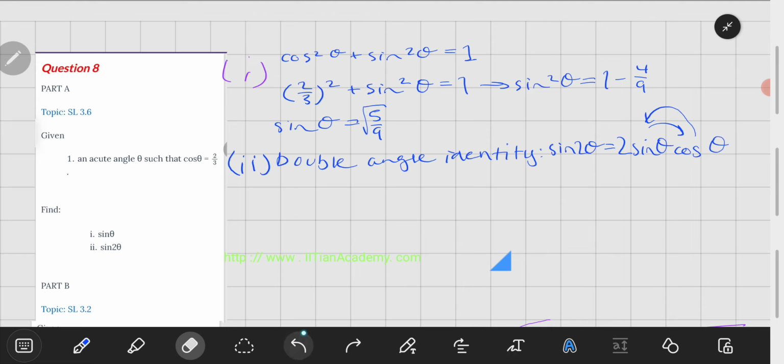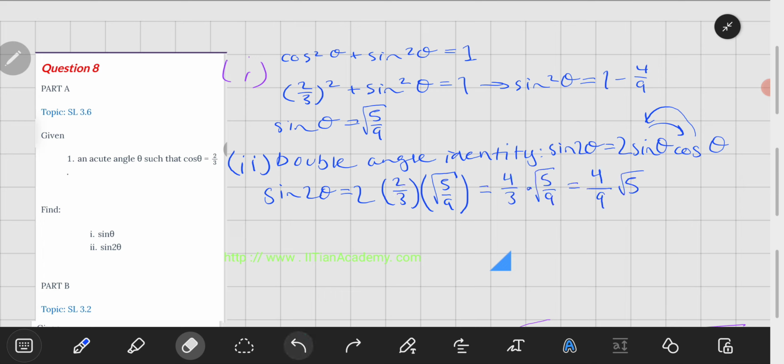And for question II, we're asked to find sine 2 theta, so we have to use the double angle identity, where sine 2 theta is equal to 2 sine theta cos theta. It should be written as 2 cos theta sine theta, but regardless, we have both sine theta and cos theta, so we can evaluate sine 2 theta by substituting our values into the equation so that we get sine 2 theta is equal to 2 times 2 over 3 times root 5 over 9.